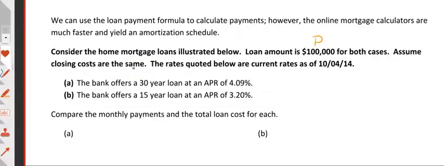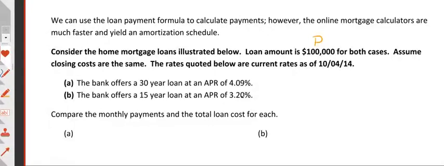We're assuming the closing costs are the same. And I pulled some current mortgage interest rates for us to look at. So the bank offers a 30-year loan with an APR of 4.09, and it also offers a 15-year loan at an APR of 3.20. So let's compare the monthly payments and the total loan costs for each.